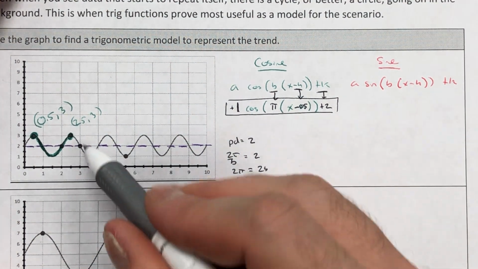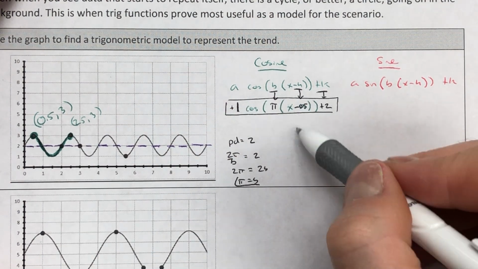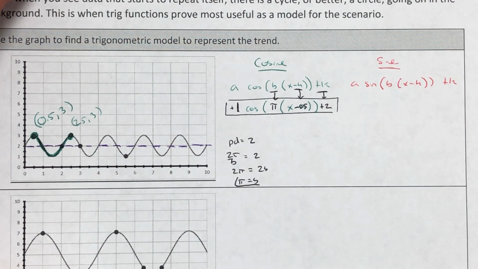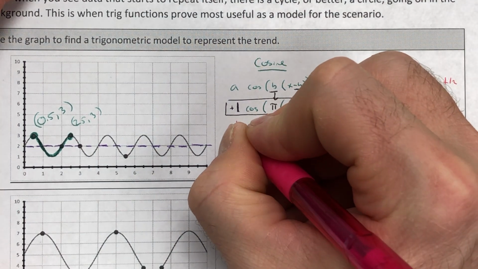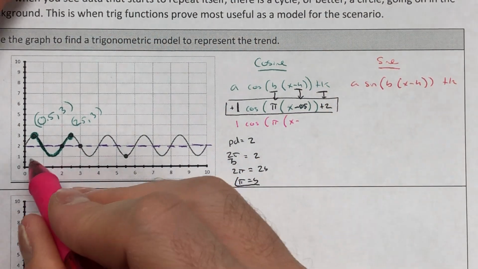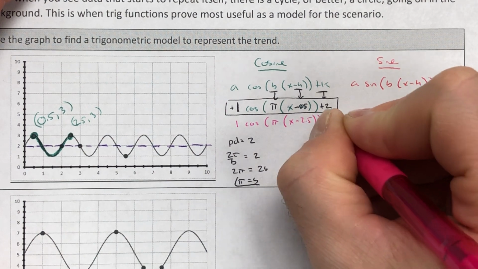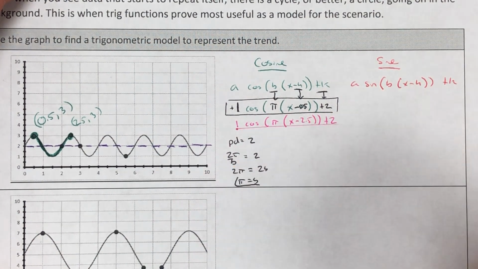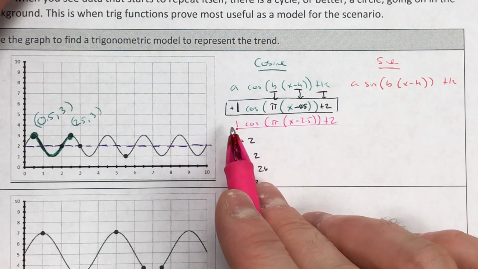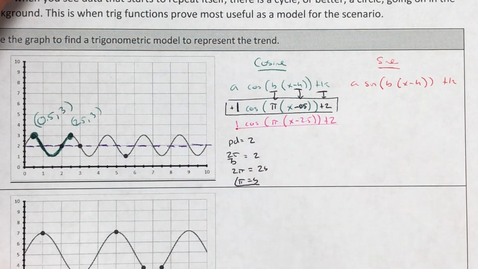You might ask, well, what happens if you started at this other point? Everything about this would be the same, but our h would be slightly different. So you could conceivably have something that looked like this: 1 cosine of pi(x minus 2.5) plus 2. And that would be a valid equation as well, as long as we have the correct amplitude and sign, the correct period, upward motion, and then left-right is just where we start.